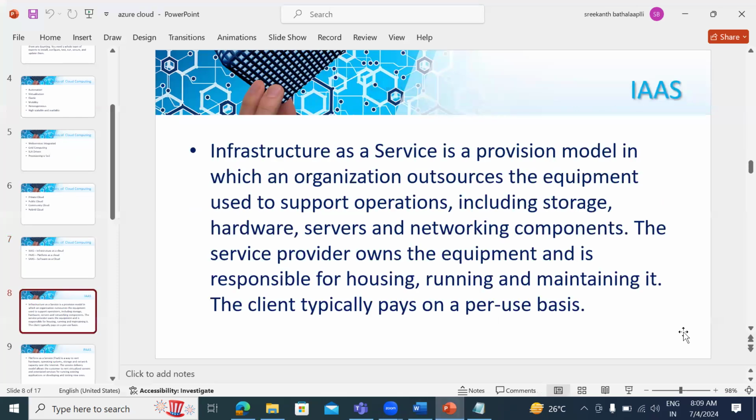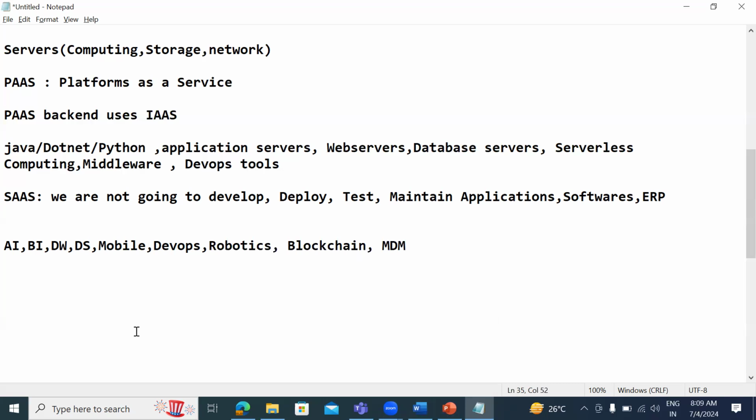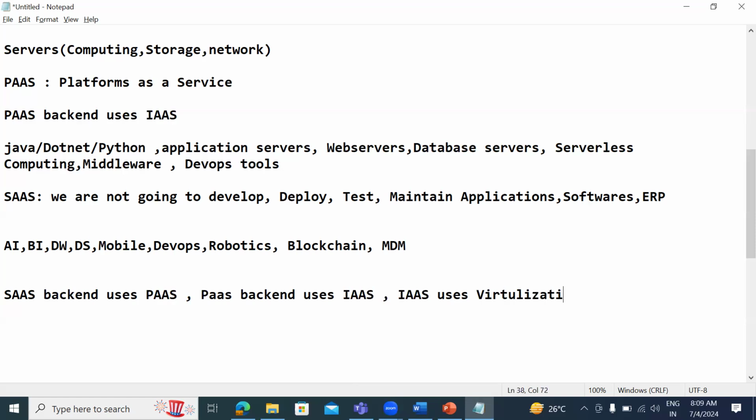Say here, infrastructure as a service. Again, one more thing: SaaS backend uses PaaS. PaaS backend uses IaaS. IaaS backend uses virtualization.